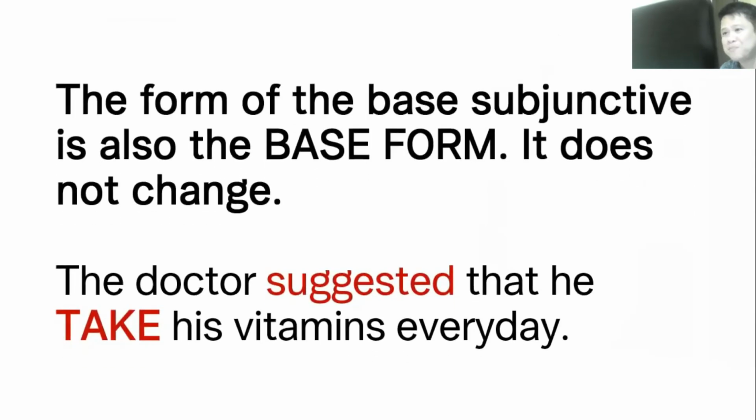The form of the base subjunctive is also the base form. When you say base form of the verb, no S, no ED, no EN, no ING. So the base form, for example, is plant. Not planting, not plants, not planted, just plant. Do is the base form, not does, not did, not doing. So the form of the base subjunctive is also the base form.